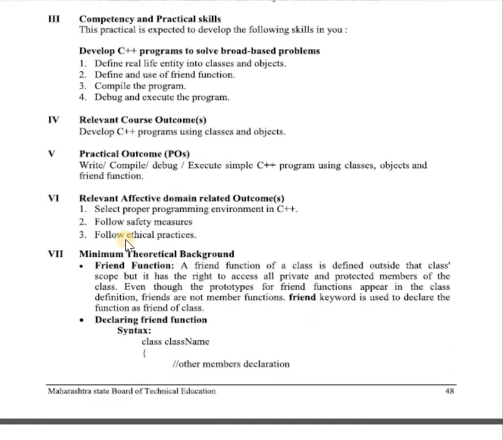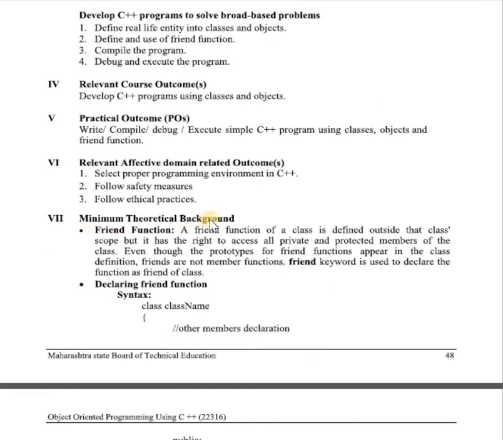Next, let's see the minimum theoretical background. In that, they are given the basic of the friend function. Here is a friend function definition. A friend function of a class is defined outside that class scope, but it has a right to access all the private and protected members of a class. Even though prototypes for friend functions appear in the class definition, friends are not member functions. Friend keyword is used to declare the function as a friend of a class.